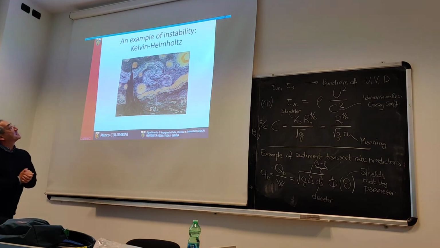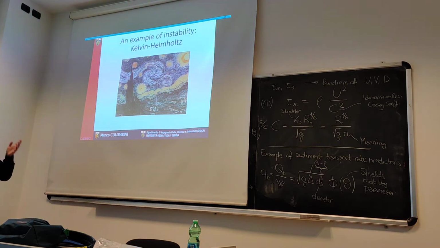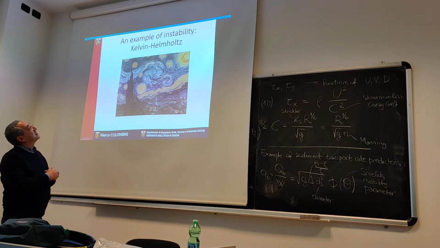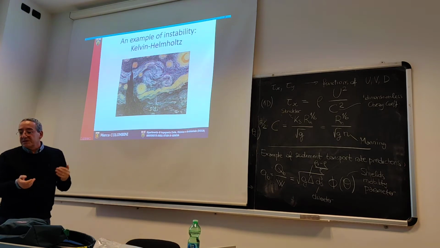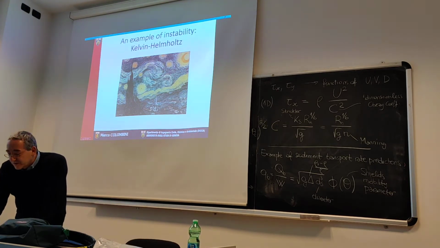So this is an example of instability. We'll start the same way, the same route that Guido followed in the last few hours. I'm trying to give you some very simple concepts in instability. This is a Van Gogh, of course, and what you see in the sky is something very similar to a kind of instability, which is called the Kelvin-Helmholtz instability.